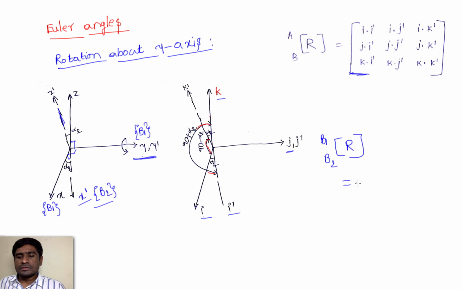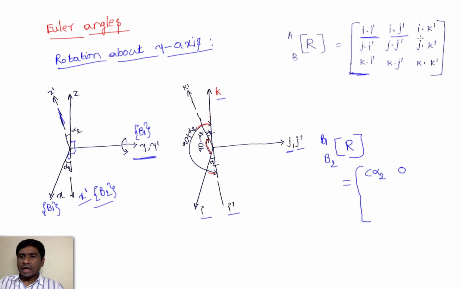So what is this value here? Here I dot I dash, the angle between I and I dash is alpha 2, so this is cos alpha 2. I will write C for cos, and for sine I will write S. So this is C alpha 2, and the angle between I and J dash, this is J dash and I, that is 90 degrees, so that is 0.